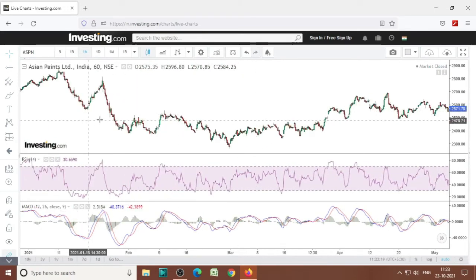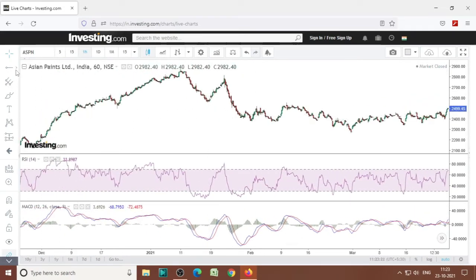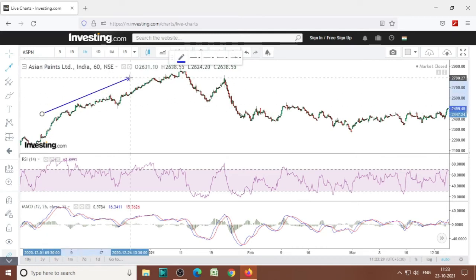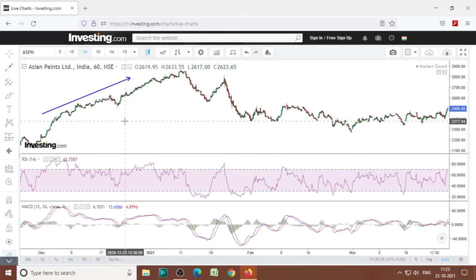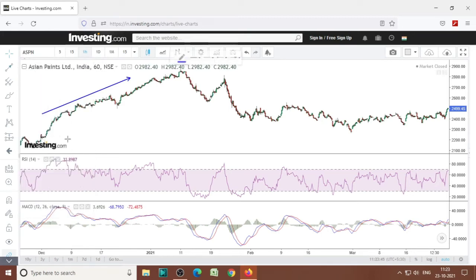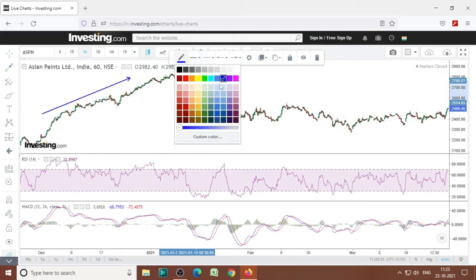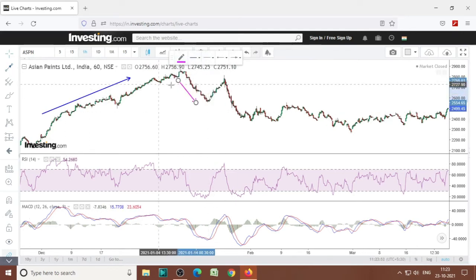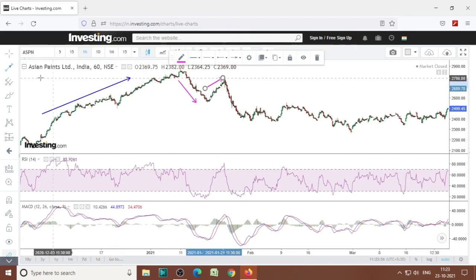First of all, our first rule is that we have to see some rally in the upward direction. So this is the upward rally, and our first rule is met. Then we will wait for the price correction, in three waves or five waves. This is the first wave, then we get a second wave, and we get a third wave.